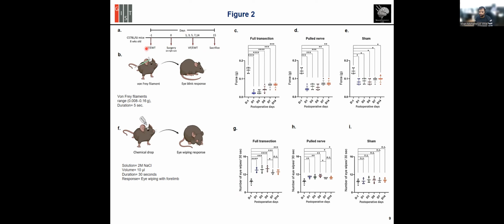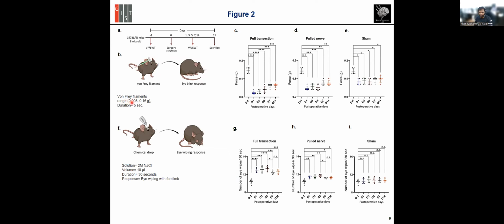From D-1, I did both behavior tests, mechanical and chemical, and D0 is surgical day. The days T1, 3, 5, 7, and 14 are the behavior test days, and finally I sacrificed the mice on day 15. So this is the protocol for doing the von Frey filament test.